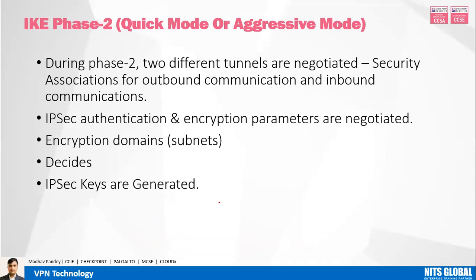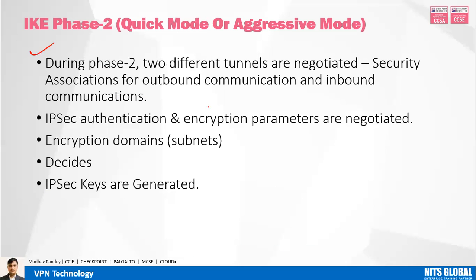Now phase 2. Once those parameters are exchanged and both firewalls have agreed with each other, it jumps to phase 2, which is IKE phase 2, in Check Point language also called quick mode or aggressive mode.